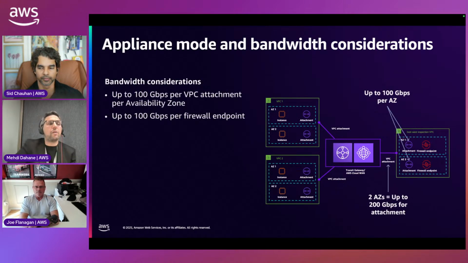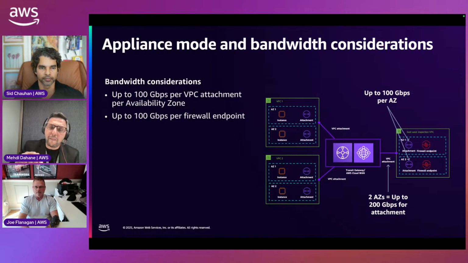All right, so bandwidth considerations. Again, these are some of the questions that come up. We try to be proactive in answering the questions that come up frequently in our conversations. So in this case, the bandwidth. Each attachment gives you up to 100 gigabits per second per AZ. So it's not the attachment that is 100 gigabit, it's each AZ that is 100 gigabits per second. So if you have two AZs, you can have up to 200 gigabits per second per attachment.